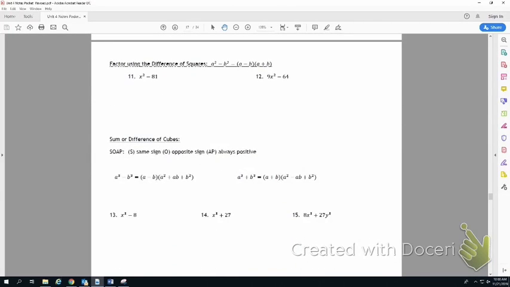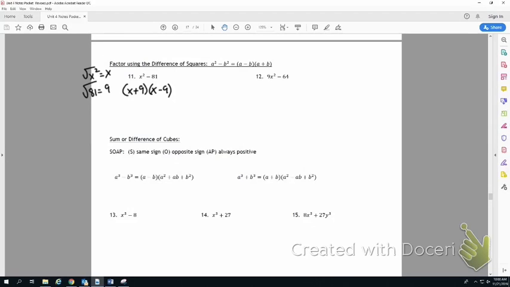Going to 11. So this is the difference of squares. That's exactly what I was just talking about. It has to be minus for you to do this. And it's this process that Alvin already said. On 11, what is the square root of x squared? X. What's the square root of 81? 9. So what are my two factors? X plus 9 and x minus 9.